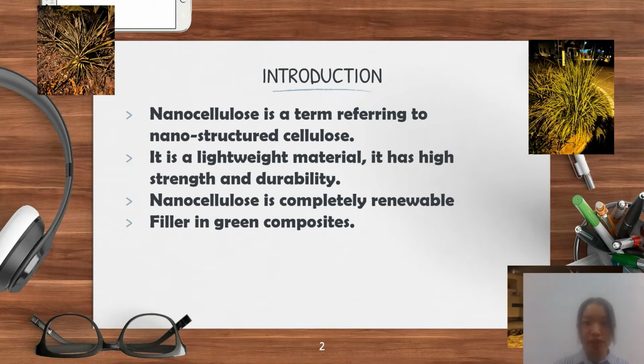Introduction. What is cellulose? Cellulose can be extracted from plant fiber using chemical and mechanical methods, and it can be extracted in nano and microform by alkalization, acid hydrolysis, and bleaching. Nanocellulose is a term referring to nanostructured cellulose. It is a lightweight material with high strength and durability. Nanocellulose is the most abundant natural polymer, biodegradable, and completely renewable. It is a filler in green composites.